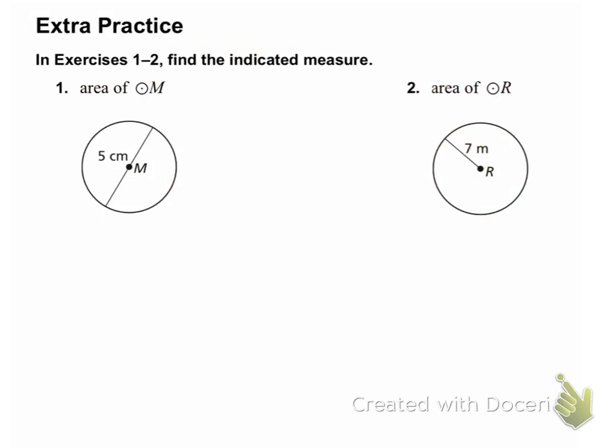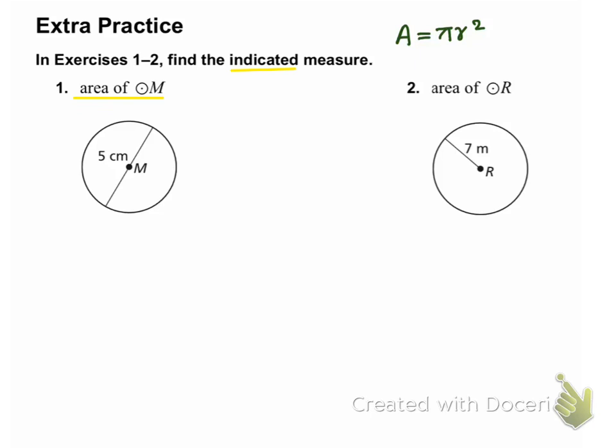For the first and second questions, they say find the indicated measure. We have to find the area of circle M, and we know the area formula. Let me rewrite it again: area is pi r squared. We need to have the radius. If we don't have the radius, we need to calculate that.